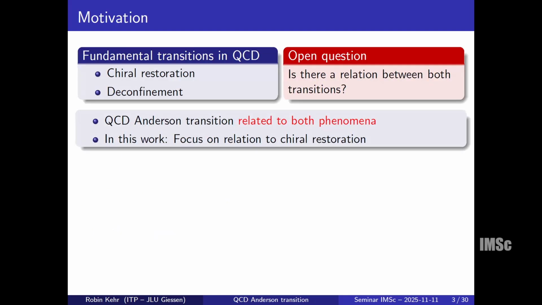As probably all of you know, in QCD we have two fundamental transitions. One is chiral restoration and the other one is deconfinement. So far, it is an open question whether and how both of these are related to each other. There the QCD Anderson transition comes into play, since there are relations to both phenomena. However, here we work on the relation to the chiral restoration.